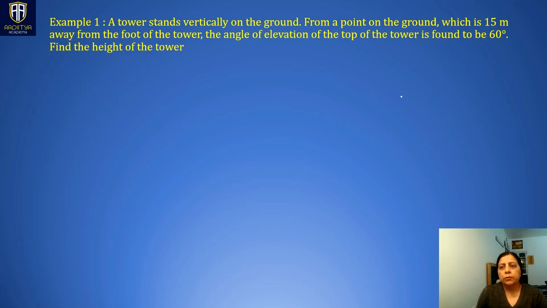This example says: a tower stands vertically on the ground. From a point on the ground, which is 15 meters away from the foot of the tower, the angle of elevation of the top of the tower is found to be, see, this is the tower. It's a vertical object, so let this be the height of the tower. Now from a point which is 15 meters away from the foot of the tower, let this be point P. The angle of elevation of the top of the tower means if we are standing at point P and looking at the top of the tower, I am making an angle of 60° with the horizontal.